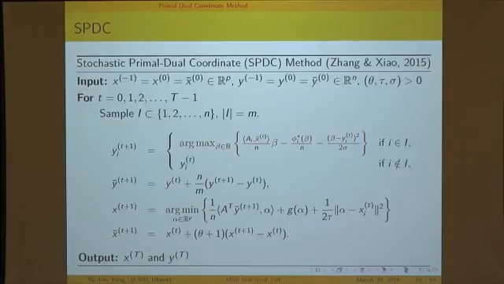After that, we use this updated dual variable to update the primal variable. But in this step, they do a full primal update, which means that they update the full vector of x. And then again, they use the momentum update. This is basically the SPDC.